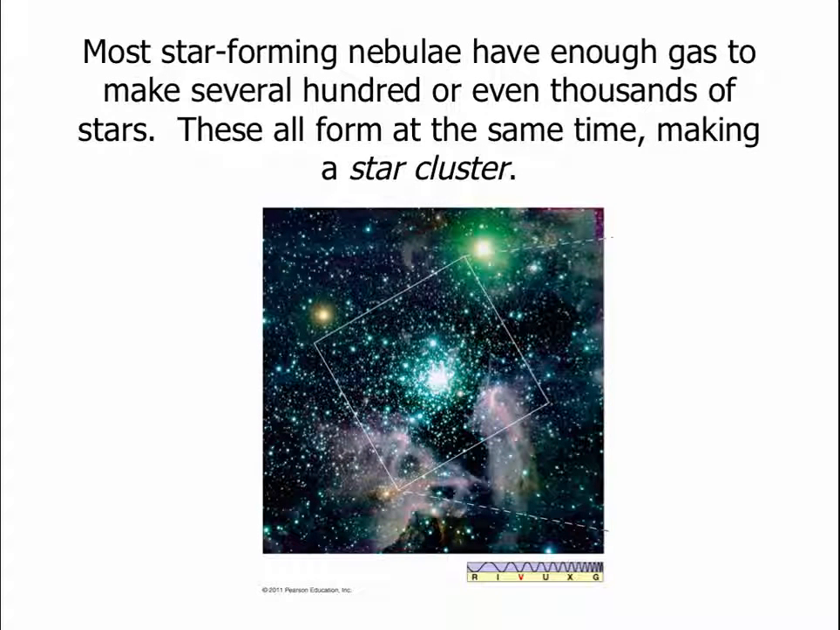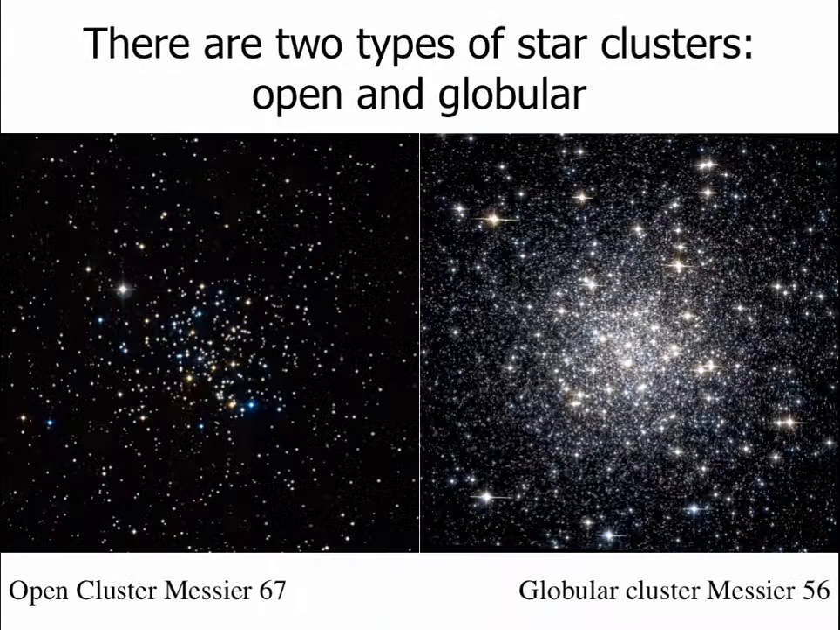Now, most star-forming nebulae have enough dust and gas that they can make far more than one star. They can make dozens or hundreds or even thousands of stars. These stars all are forming at the same time out of the same cloud of gas, and so we're going to get a bunch of young stars all formed at the same time together in space, and this is what we call a star cluster. The Orion Nebula is in the process of making a new star cluster right now.